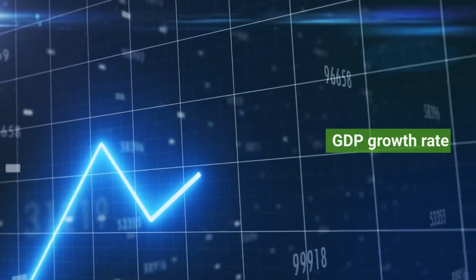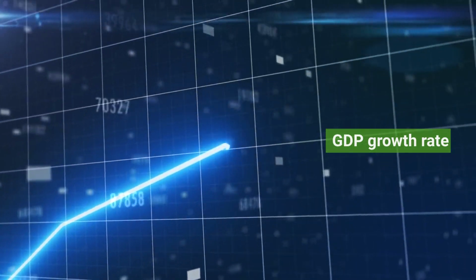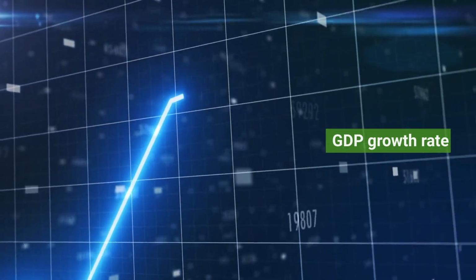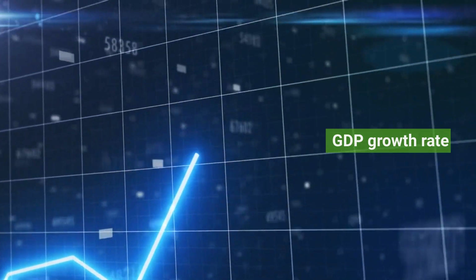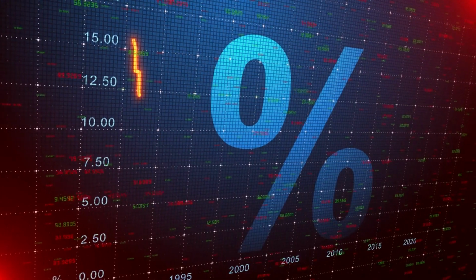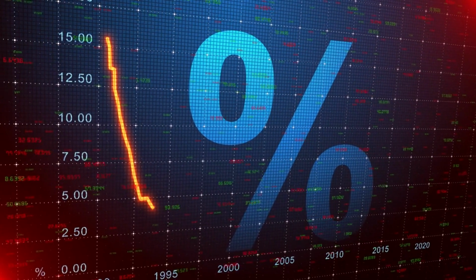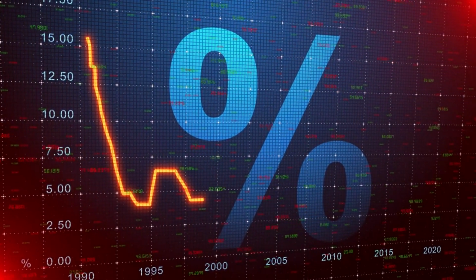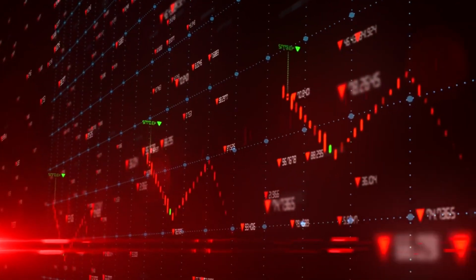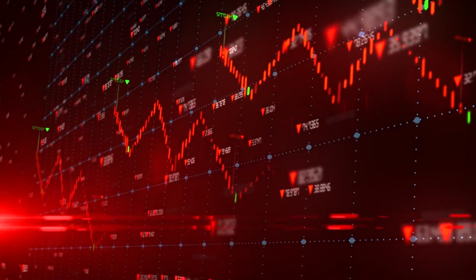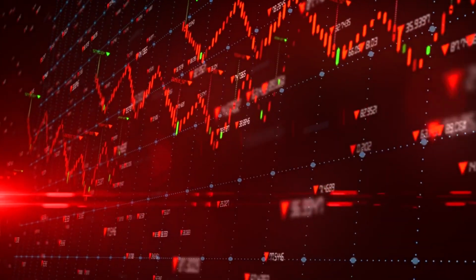GDP growth rate. The GDP growth rate measures the percentage change in GDP compared to a previous period. This rate reflects the pace of economic growth in the country. Positive growth indicates economic expansion, while negative growth indicates a recession.